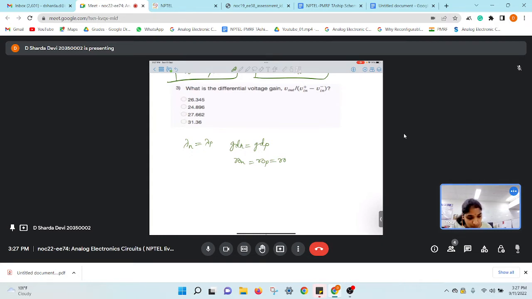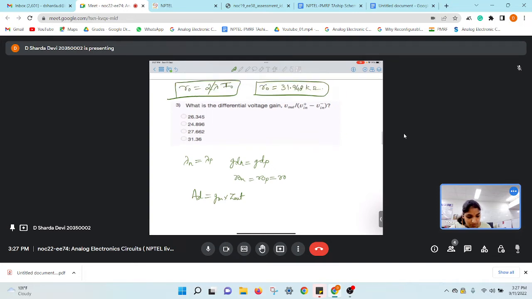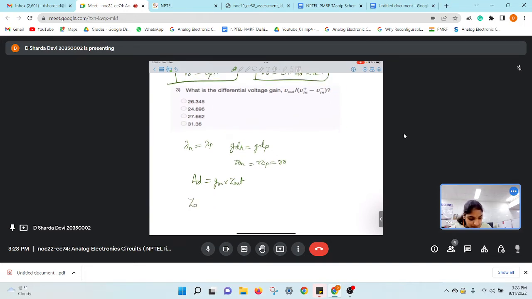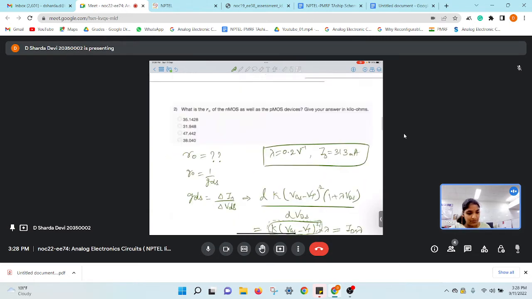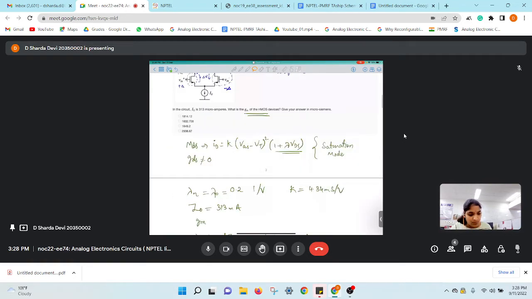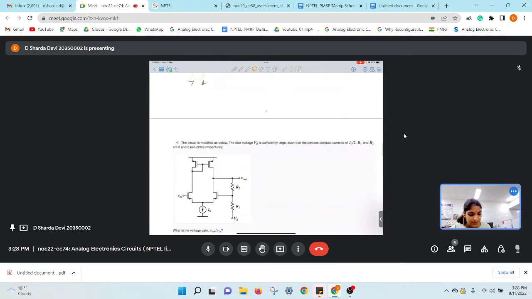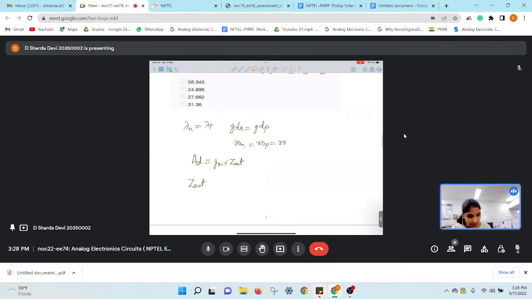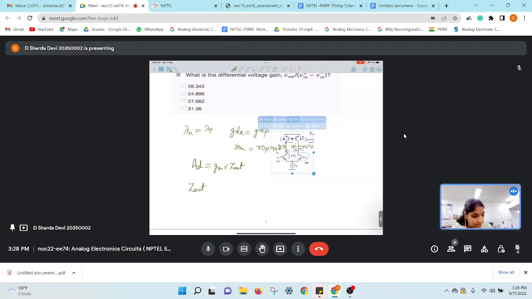Now it's asked the differential gain AD. So AD we know is equal to GM into Z out. This is known to us, right? Now, how much will Z out be for this particular circuit, the circuit above? Ma'am, can this be done by the half circuit method? Yes, we can do it by the half circuit method.